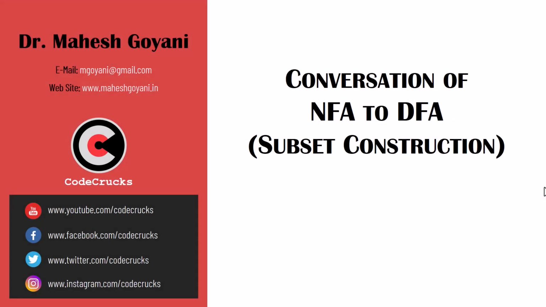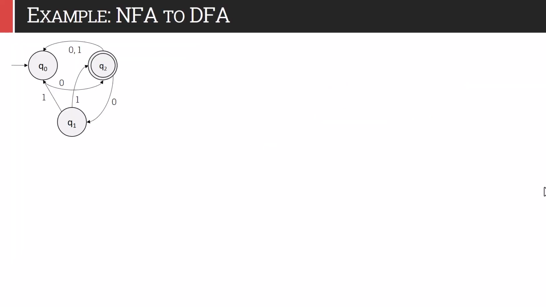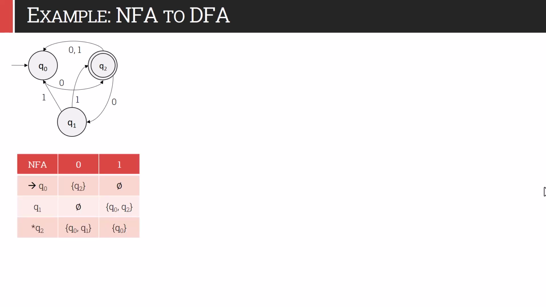In this video, we will discuss another example for converting NFA into DFA using subset construction method. This is the given NFA and we have to convert it into DFA. So let us first construct transition table for that.